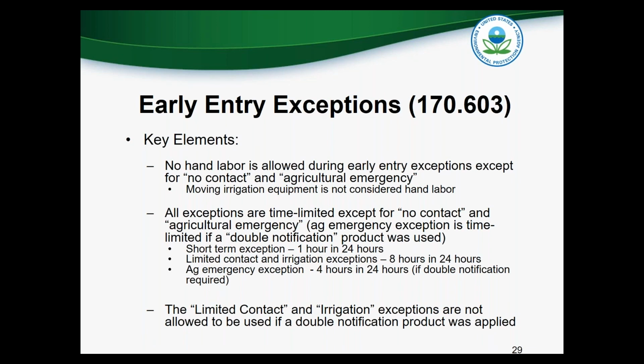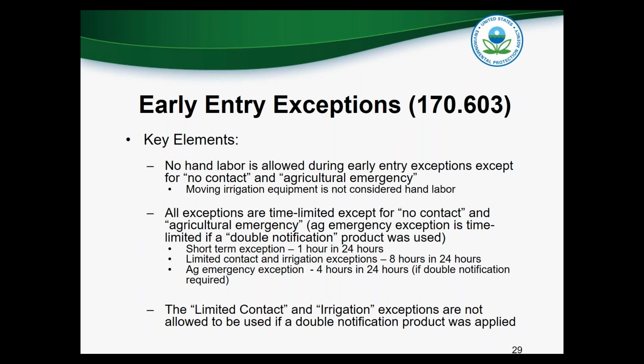The one other key is that the limited contact and the irrigation exceptions, which allow you to go in and have substantial contact, cannot be taken advantage of if a double notification product was used. A double notification product is one that, you'll see it on the label, requires both oral notification and posting, with a specific provision listed saying double notification is required. If that's on the label, then those products could not be used for limited contact and irrigation.